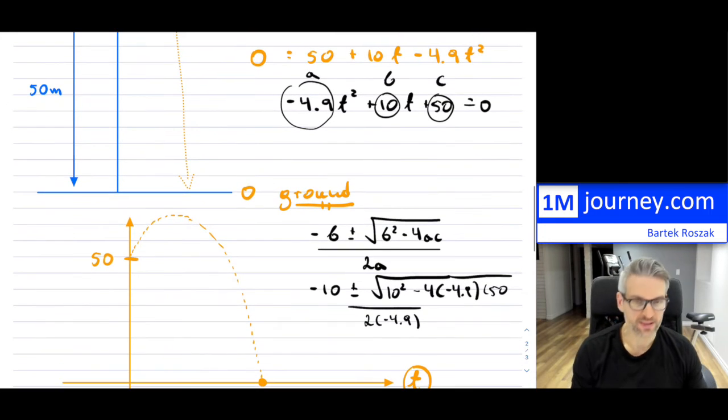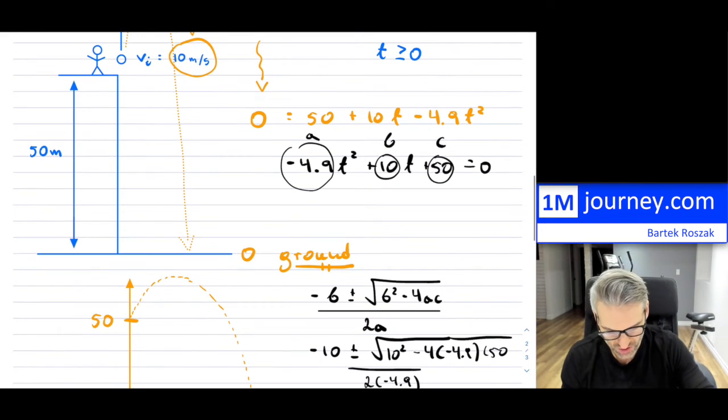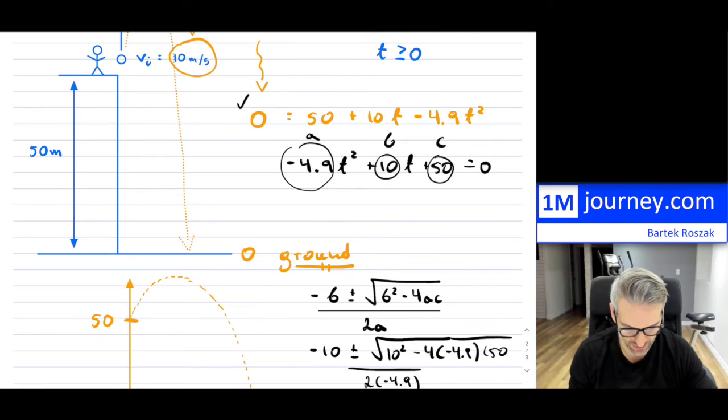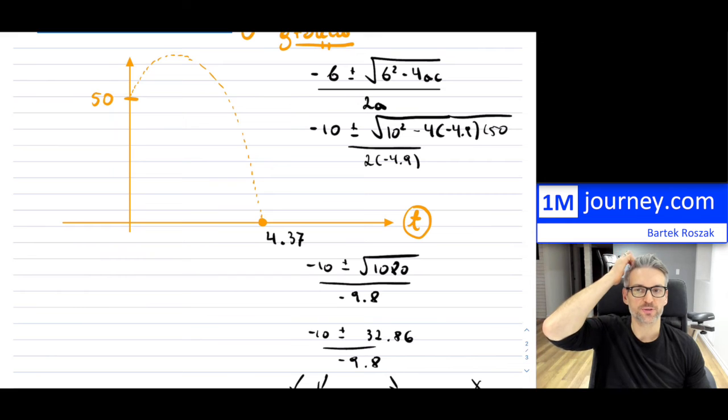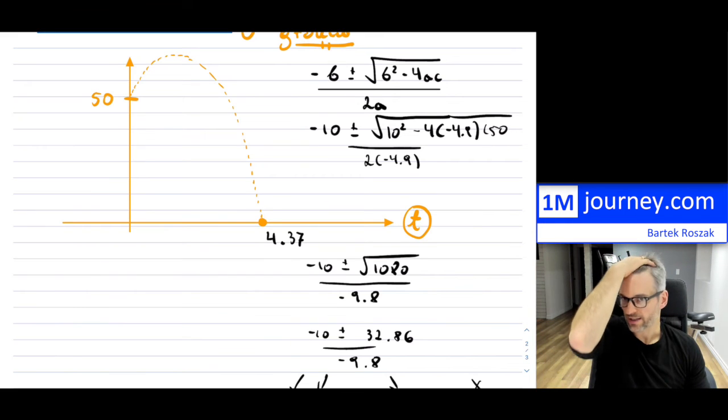Now, you can test it out, right? You can substitute that time in and then see if your position is actually going to be at 0. So I'm going to trust myself that that's what it would be. So I have now found the actual time when it hits the ground.